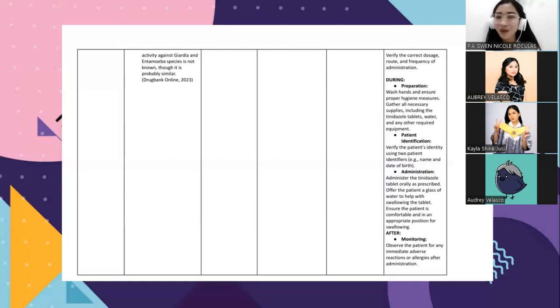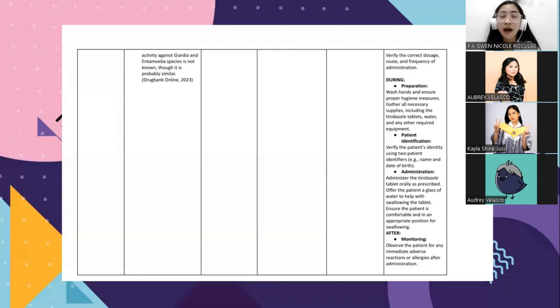Then administration, we have to administer the tinidazole tablet orally as prescribed. Offer the patient a glass of water to help with swallowing the tablet. Then after that, we have to ensure the patient is comfortable and in appropriate position of swallowing. So in administering the medication, we have to bigyan natin ng tubig yung patient, and kailangan natin silang i-ensure na nakakaswallow sila ng tama, and then we have to position them in appropriate position for swallowing.